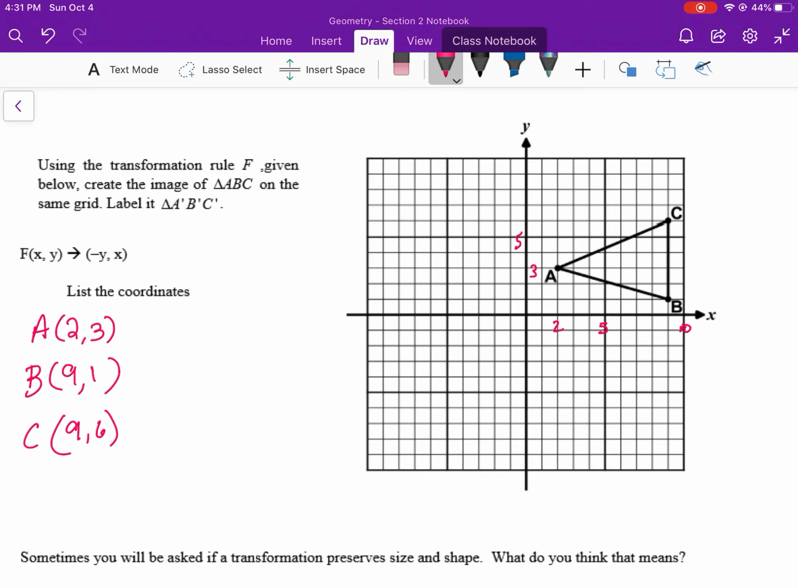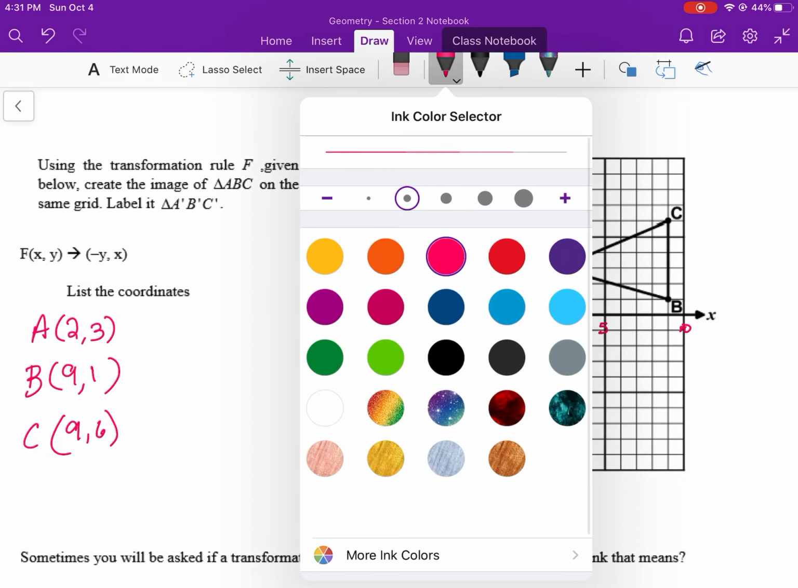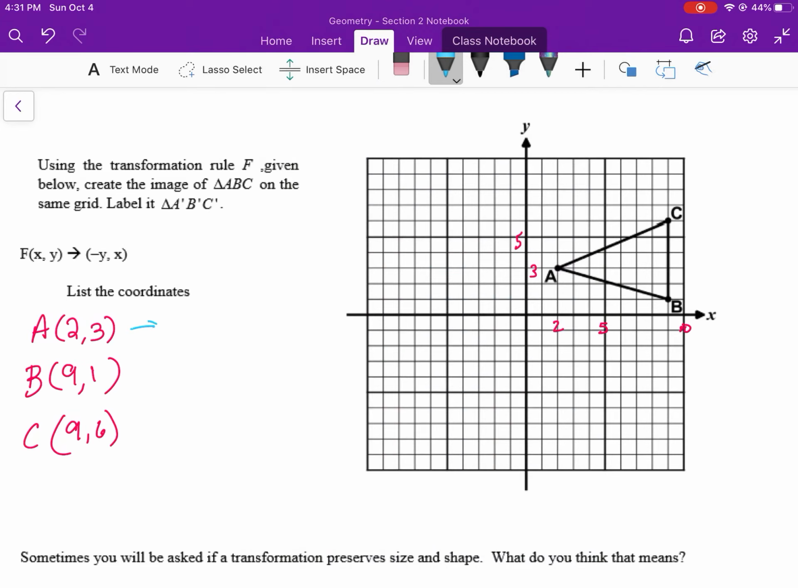Okay, so now I'm supposed to use a new rule, negative yx. So this 3 is my y value. So for my new point, my A prime point, that's going to be negative 3, because I have to take y first and I have to make it negative. And then I just write x, right?